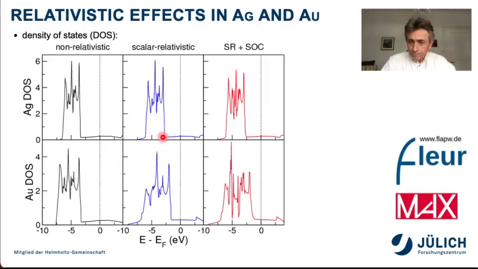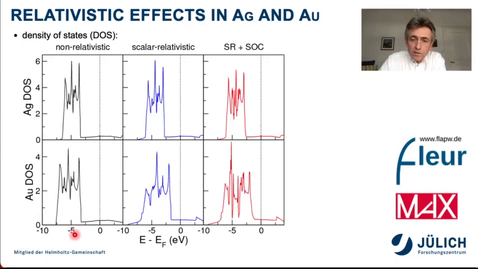Now, to show you a little bit what is the influence of these different approximations, I compare here in a calculation the density of states of silver and gold in a non-relativistic fashion, in a fashion that includes scalar relativistic terms and including scalar relativistic and spin orbit coupling terms. And you can see that in the non-relativistic calculations, the D band of silver here sits very deep. Here is the S band, this is the D band, but also in gold, all the D states are below 3 eV.